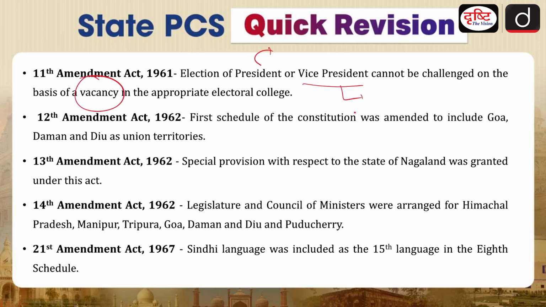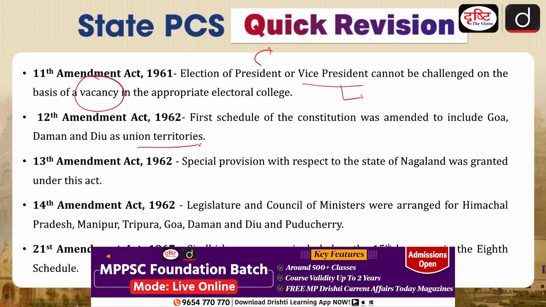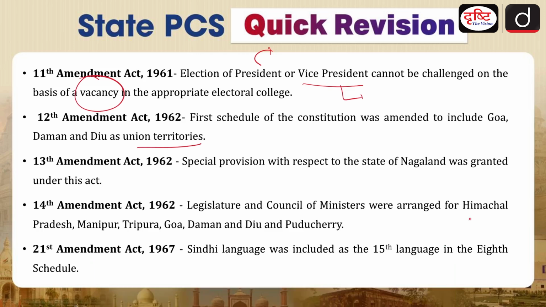Then the 12th Amendment Act 1962. This is the act where the first schedule of the constitution was amended, and Goa, Daman and Diu were added as union territories. Then the 13th Amendment Act 1962, wherein Nagaland was given the status of a state. Moving further, the 14th Amendment Act 1962, legislature and Council of Ministers were arranged for Himachal Pradesh, Manipur, Tripura, Goa, Daman and Diu, and Puducherry.